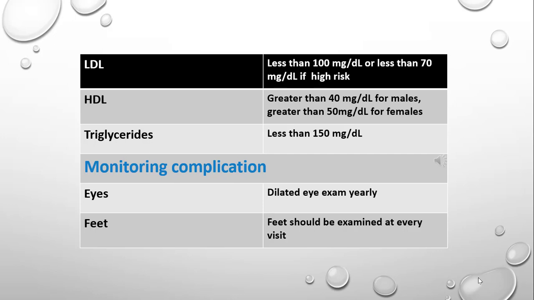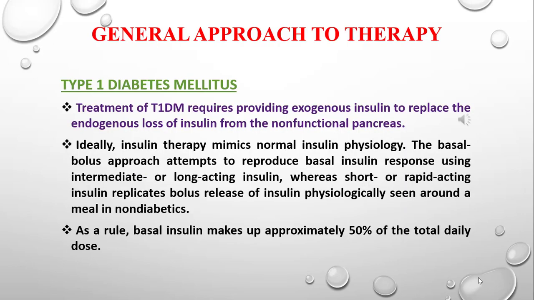After achieving these goals, the monitoring of complications is noted. For example, eyes. A dilated eye exam should be done yearly. Feet should be examined at least every visit because if a wound develops, it can cause complications and this leads to amputation of the organ. Now move towards the general approach to therapy.